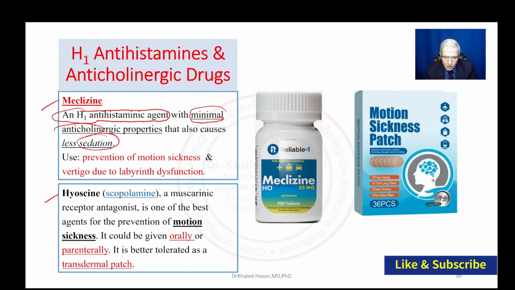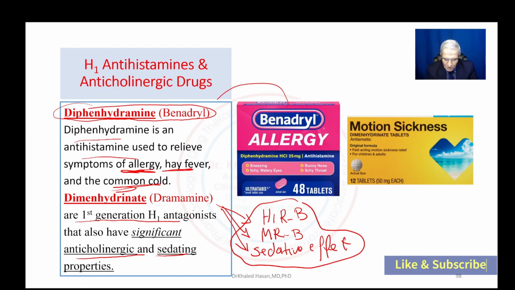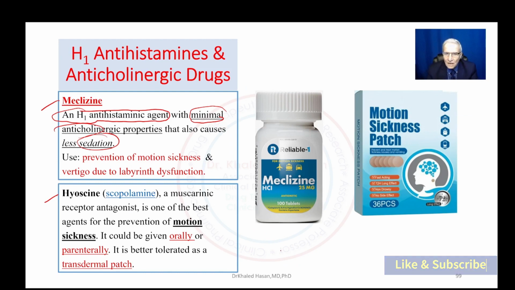For example, if you compare it with the previous medication, dimenhydrinate, maybe it's non-selective, blocks H1, blocks muscarinic, with sedative effect. Moving to meclizine, less effect on the cholinergic system and less sedative effect, and we prefer meclizine for prevention of motion sickness, and we prescribe it to patients with vertigo due to labyrinthine dysfunction. So we have two cases where we can prescribe meclizine. Here you can see we have the plane, the car, and the ship. All these could be used for motion sickness, and we have antiemetic medication here.